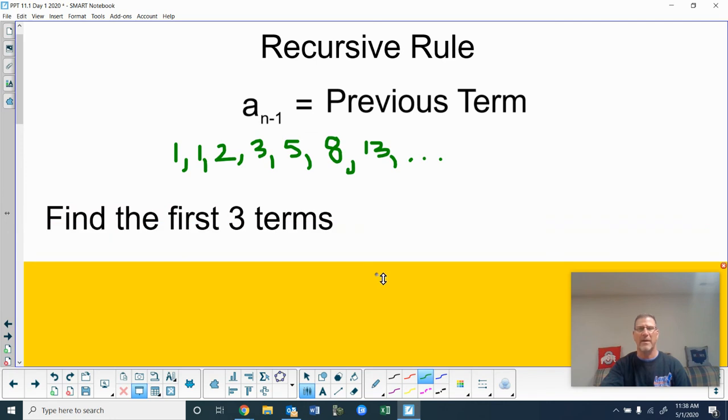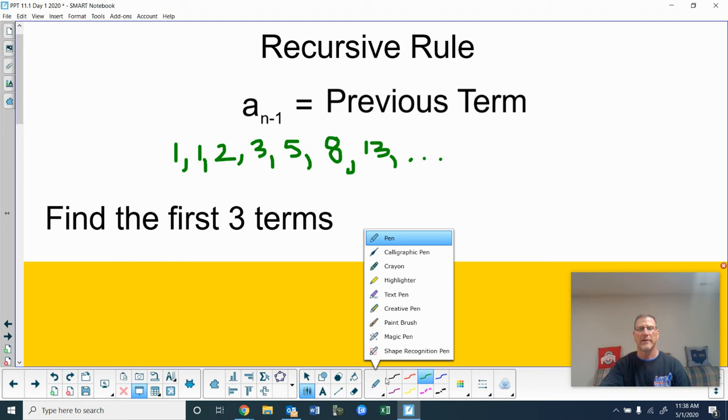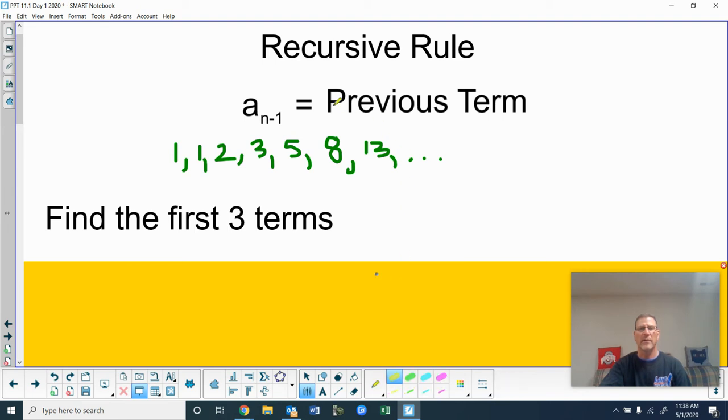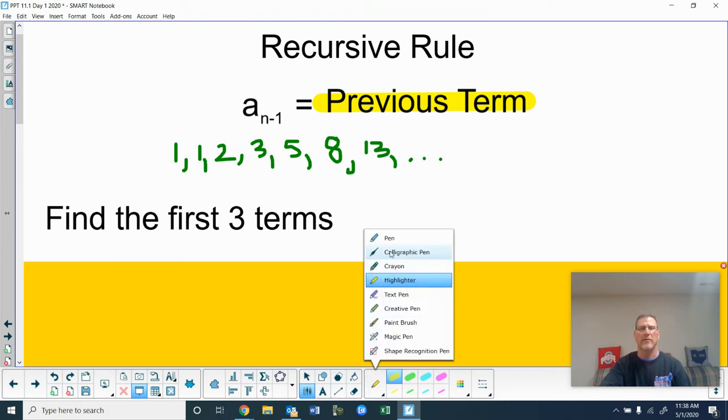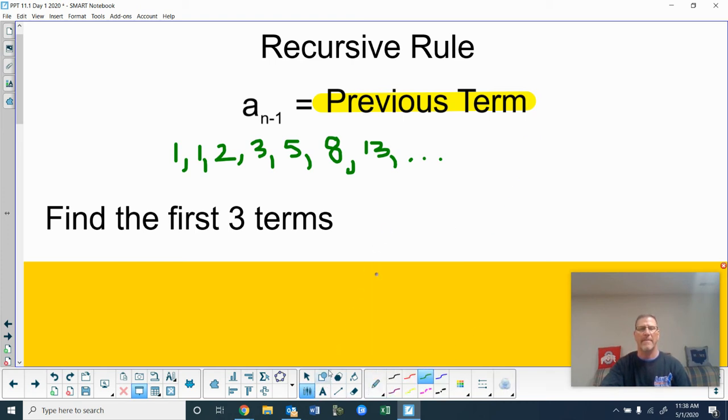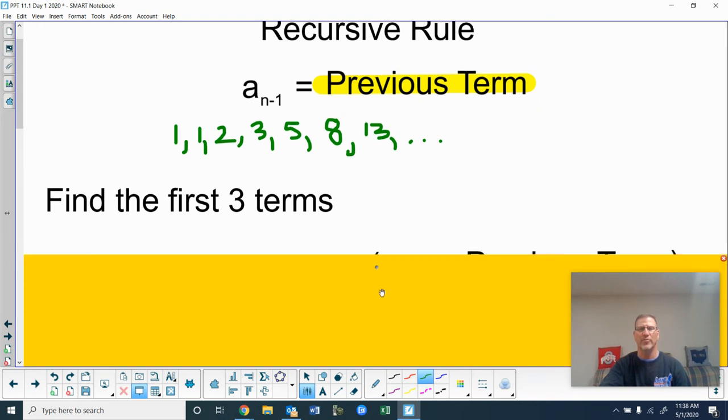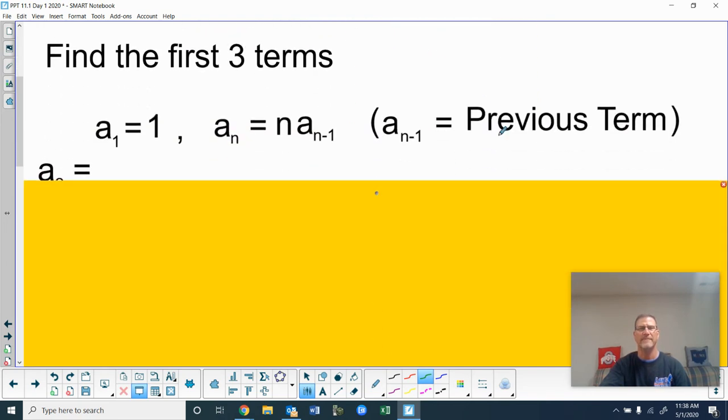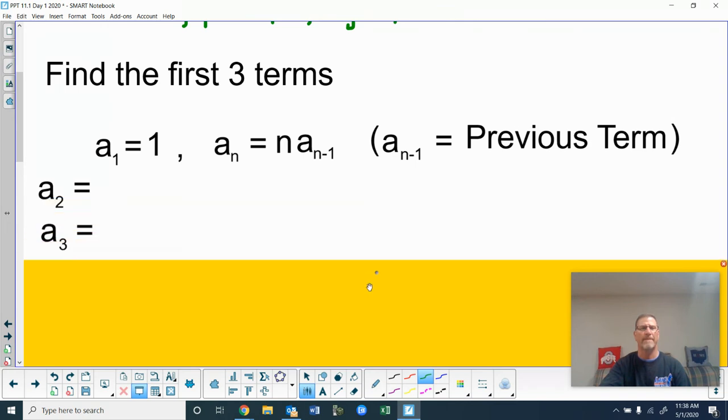But remember, a sub n minus 1. Very important. Previous term. So you got to remember that. Don't confuse yourself. Don't make it harder than it is. All right? So here's an example.